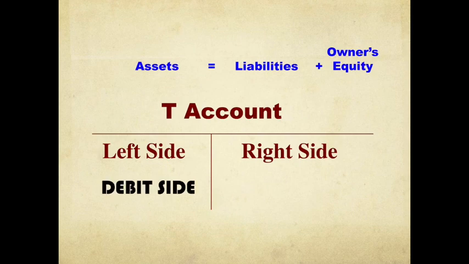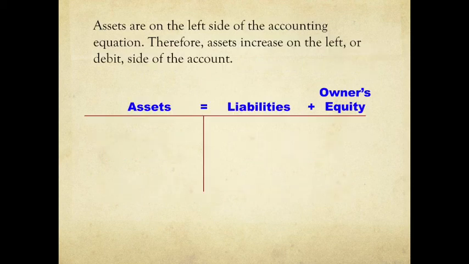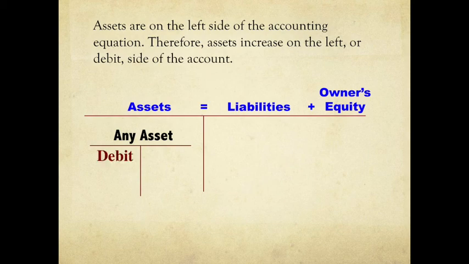Okay, so take a look at your account just as a review. The left side of the T account is the debit side, and the right side is your credit side. Assets are on the left side of the accounting equation, therefore they increase on the left side or the debit side of the account. So you have any asset there. It could be your cash, your supplies, your prepaid insurance, your accounts receivable. Those are all your assets, and you can see that they lie on the left side of the accounting equation. They are on the left side of the T account.